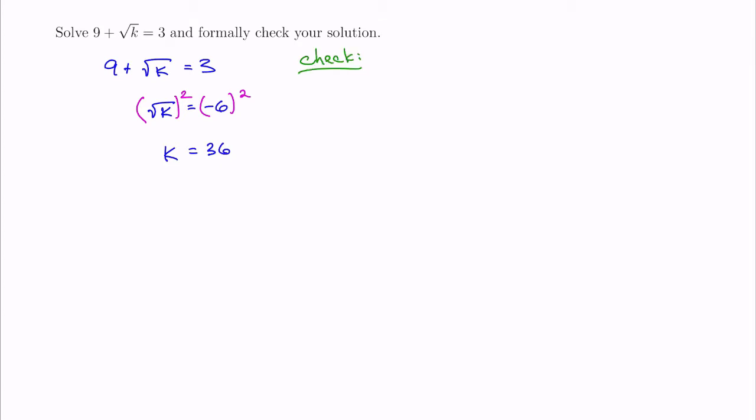To check, we'll substitute 36 back in for the k in the original equation, and we'll be checking, is 9 plus the square root of 36 equal to 3? Well, following order of operations on the left side of the equation, the square root of 36 is 6, and so we end up with the question, is 9 plus 6 equal to 3? Well, hopefully we recognize 9 plus 6 is 15, and 15 does not equal 3. The only potential solution to this equation was 36, but when we check it, it does not check out.